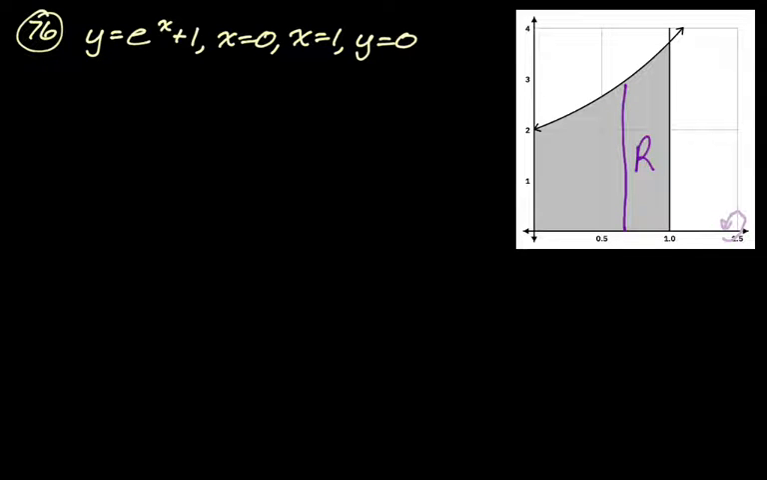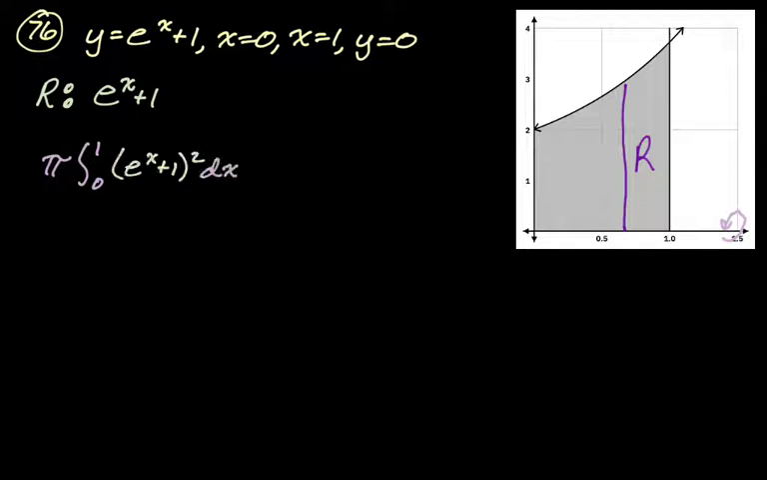So the radius in this case, top take away bottom, is just e to the x plus 1 minus 0 technically. So our integral will be pi. The integral, we're going from 0 to 1 because that's where we start and stop the region, r squared. So it's going to be e to the x plus 1, that quantity squared, and then dx. So in this case, we have to expand that. It's the only option. So we will have pi integral from 0 to 1.